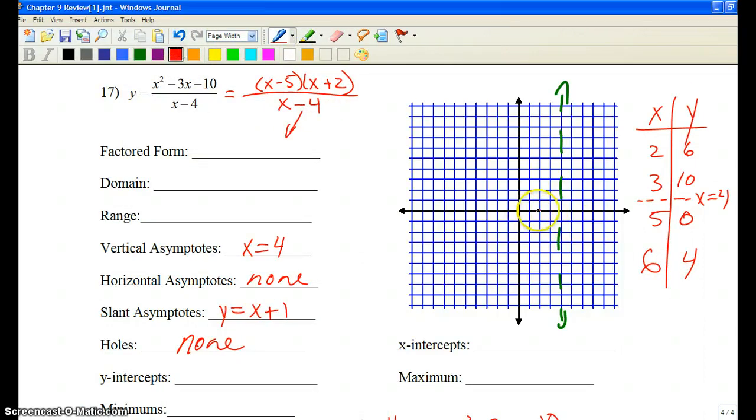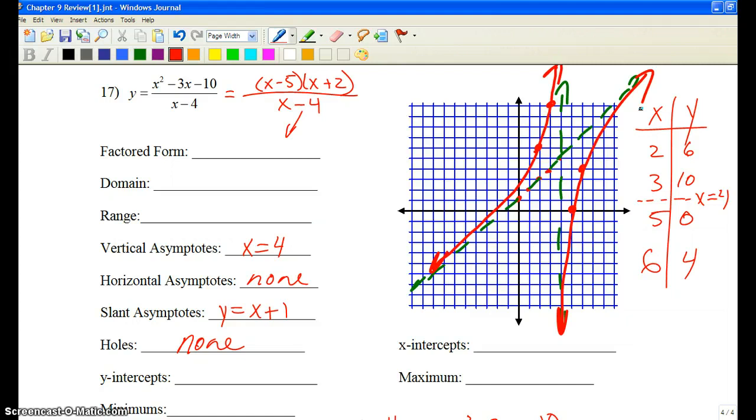Then we have our slant asymptote at x plus 1 that I'm going to graph as well. To get a better picture, we have this other asymptote that's going to show up, x plus 1. And then when we connect our graph, it's got to grind closer and closer to the asymptotes to get the most accurate picture that we can.